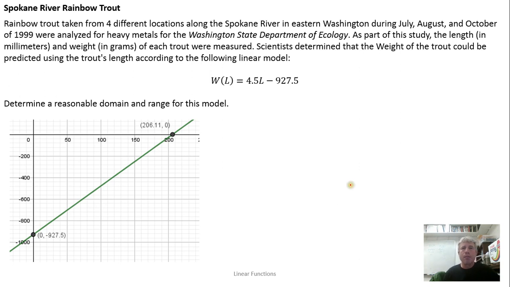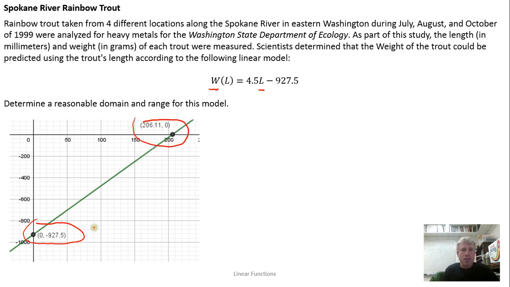In the second example, we have a model that gives the weight in grams of rainbow trout in the Spokane River as a function of their length measured in millimeters. So again, I would start off like I did last time. I would say, look at the intercepts. And here I use GeoGebra to generate the intercepts for the model.